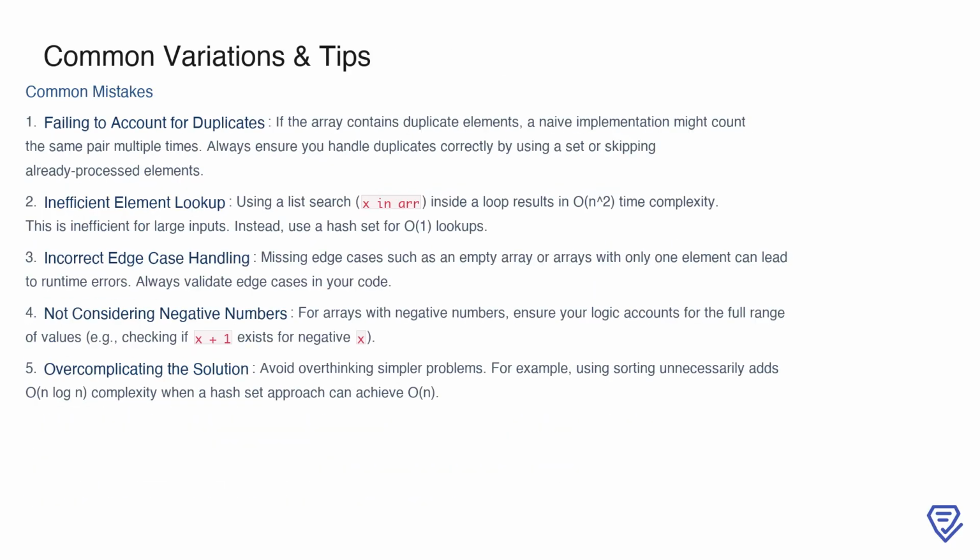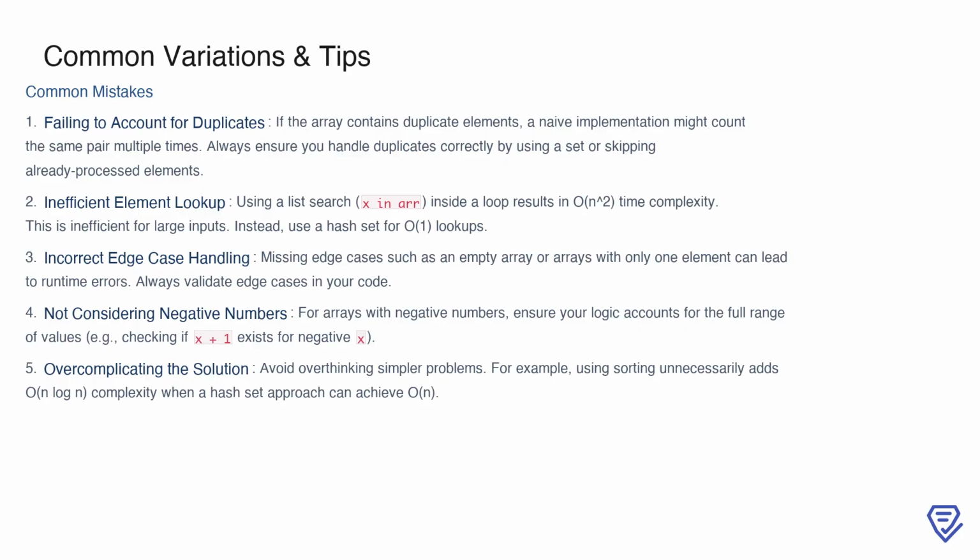Now, let's look at some common mistakes developers encounter with this type of problem. First, failing to account for duplicates can cause you to count the same pair multiple times, especially if you're iterating over the array without proper checks. To avoid this, consider using a set to keep track of processed elements or skip duplicates during iteration.